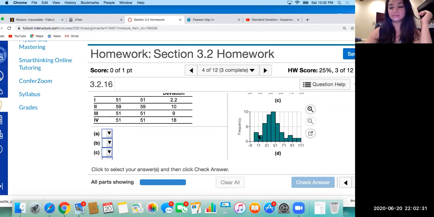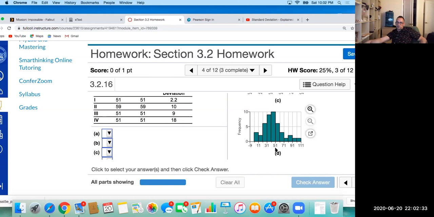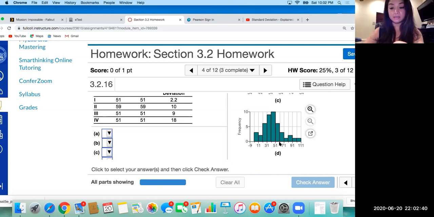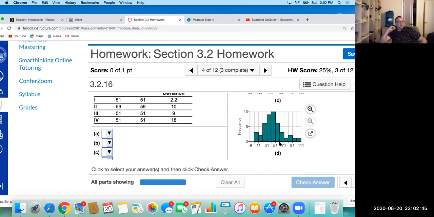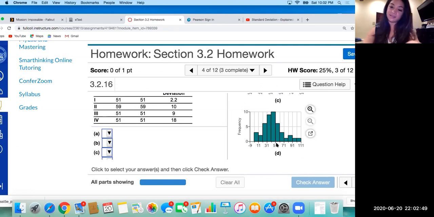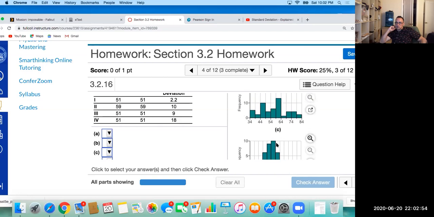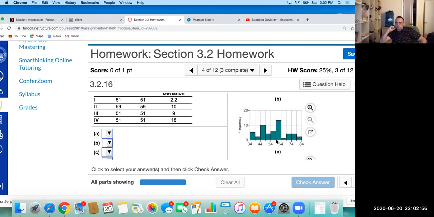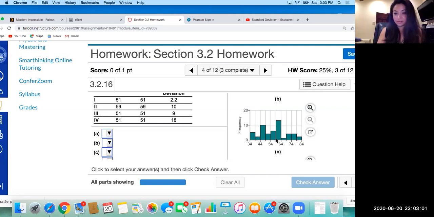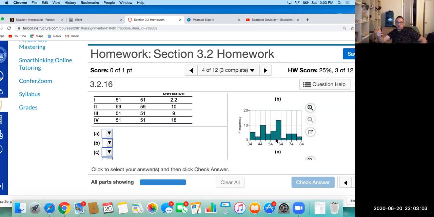So what's the middle of D? It's either 51 or 59. Does that one look like 51 or 59? With the D? Yeah. Does it look closer to 51 or to 59? The middle. 51. Okay, so good. So then that's not it. What about C? What does that center look like? 51 or 59? It will be 59. That's it. So then that has to be 2.